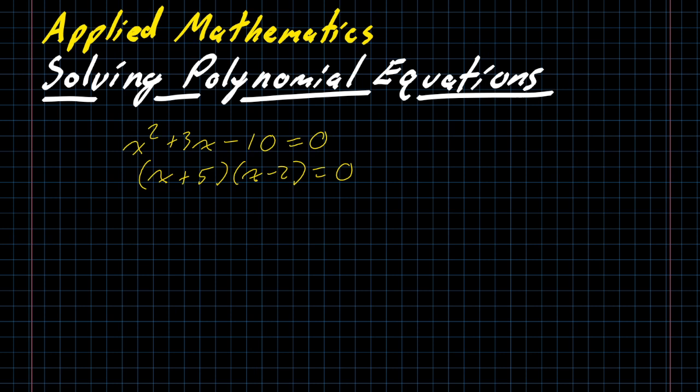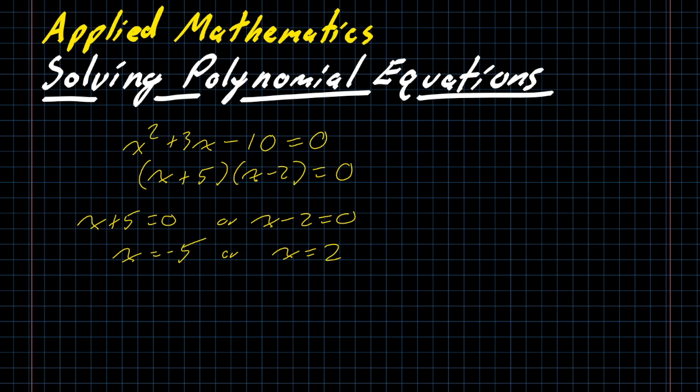Then we use the zero product rule to split this up into two linear equations, x plus 5 equals 0 or x minus 2 equals 0. If x plus 5 is equal to 0, x is equal to negative 5. And if x minus 2 is equal to 0, that means that x is equal to positive 2.